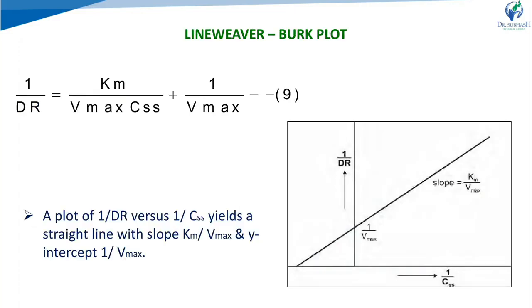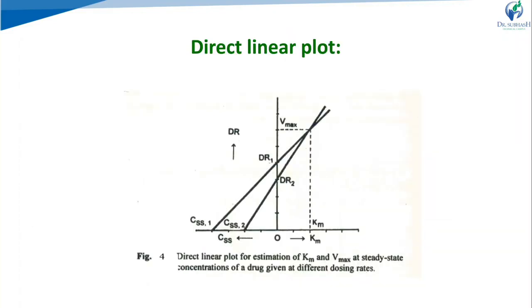For the steady state, similar to the previous one, we have to go for the Lineweaver-Burk plot, that is, reciprocating the equation: 1 upon DR is equal to Km upon Vmax into CSS plus 1 upon Vmax. Plot the graph 1 upon DR versus 1 upon CSS. From the slope we can find out Km upon Vmax. From the intercept on the y-axis we find 1 upon Vmax. This is the direct line plot.